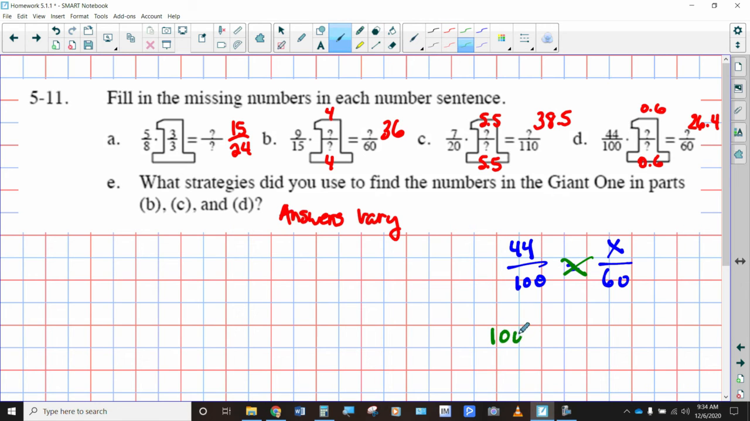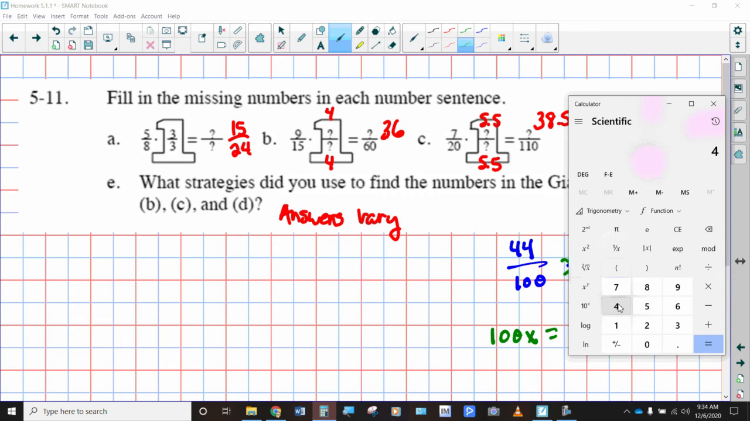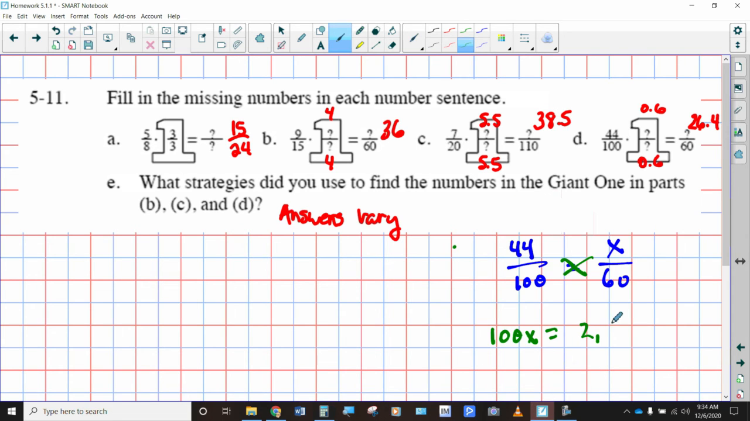So you get 100 times x is equal to 44 times 60. 44 times 60 is 2,640. So when you divide that by 100, you're going to get 26.4. So either method works fine. I always encourage students to look for the giant 1 first, though, because if you can do it in your head, you save yourself a lot of time. You don't have to worry about the proportional reasoning down here.